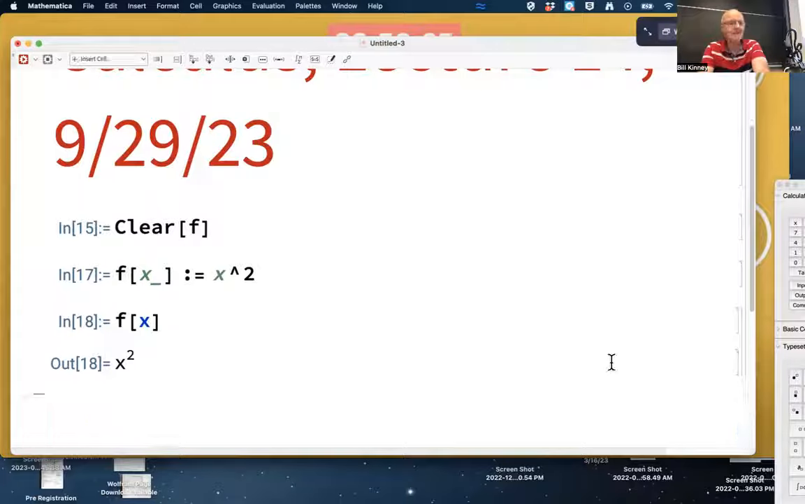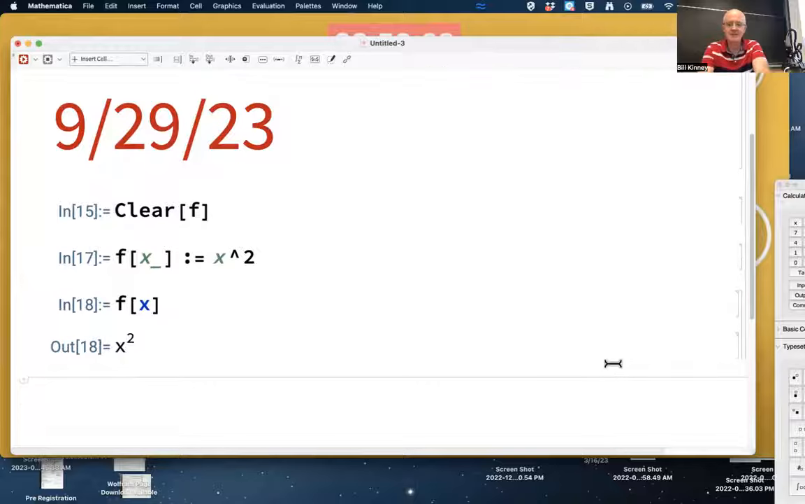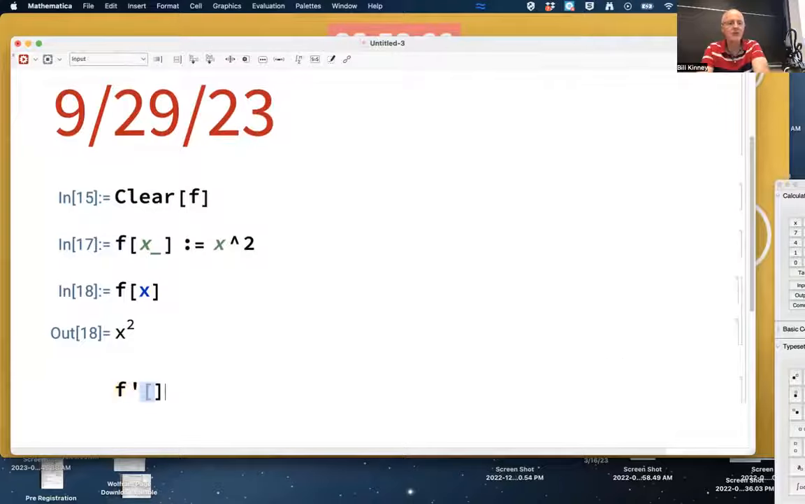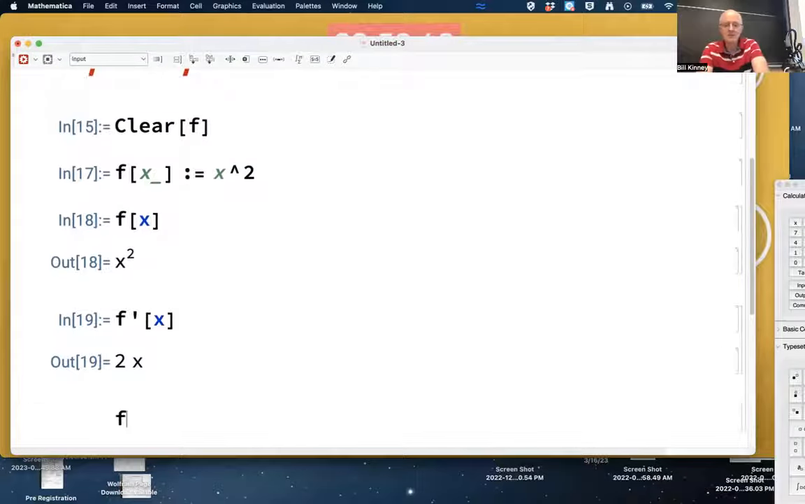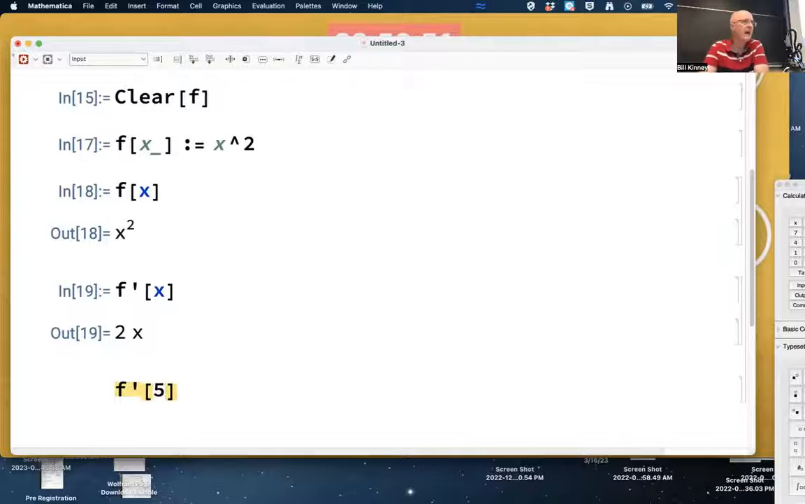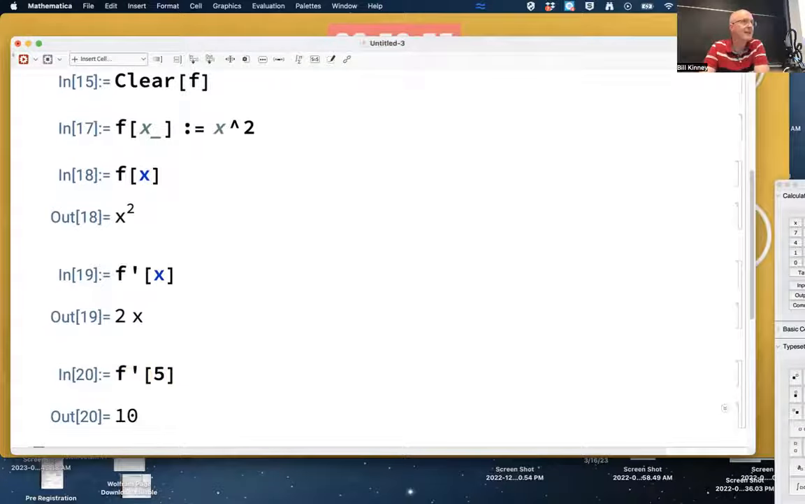Mathematica certainly can do calculus. Mathematica, what is the derivative of f? What is f prime of x? 2x. Hey, that's the power rule. So that's one way to get a derivative. Once you define the function, you can type the function name prime of x. You can plug in numbers into these things. What's f prime of 5? It's 2 times 5 is 10. Yes, 10.